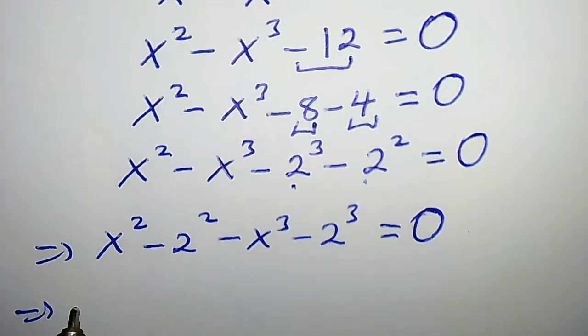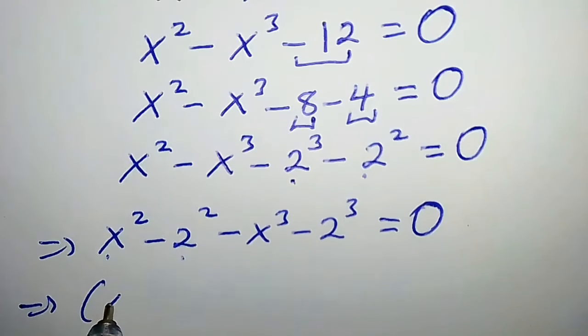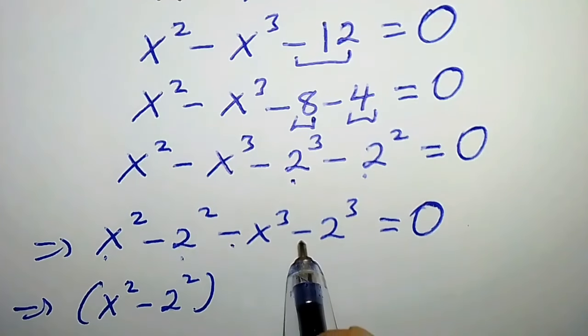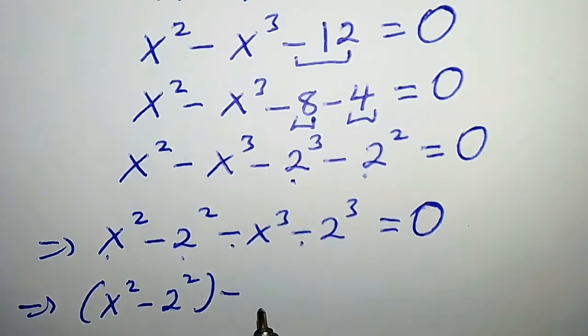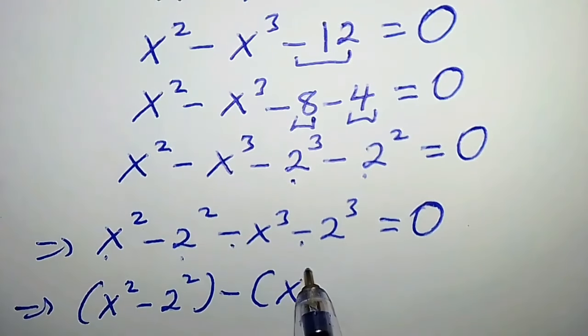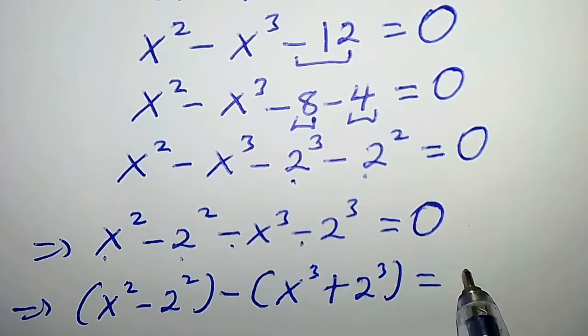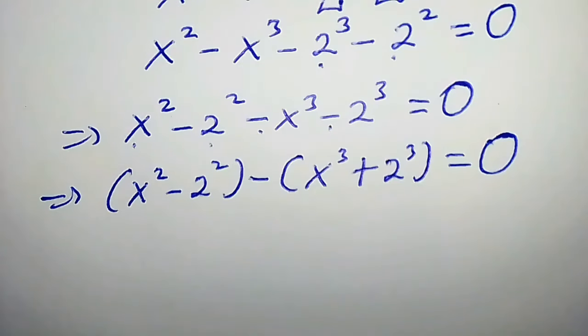This means that, let us put these guys in brackets. So that will be x squared minus 2 squared, close the brackets. From these two guys, the negative sign is common. I can factor it out. So that will be minus into x cubed plus 2 cubed equal to 0. Nothing has changed. At this stage, let us recall a very nice property.